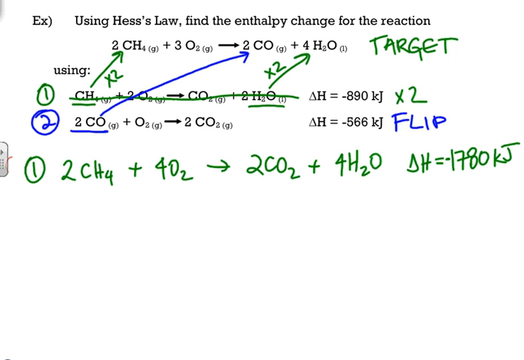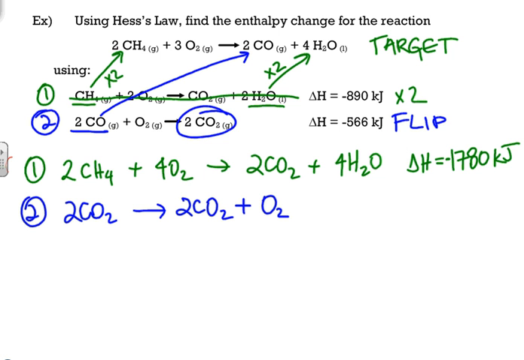So when I flip it, I'm basically going to write the reactants on the product side. So I write 2CO2 on my products and O2 on my products. And I'm going to write the products on the reactant side. So the 2CO2 that was initially over here goes into my reactants. So all I've done is I've just flipped the equation. When I do that, my rule for delta H, I have to flip the sign. So instead of negative 566, it is now positive 566 kilojoules.